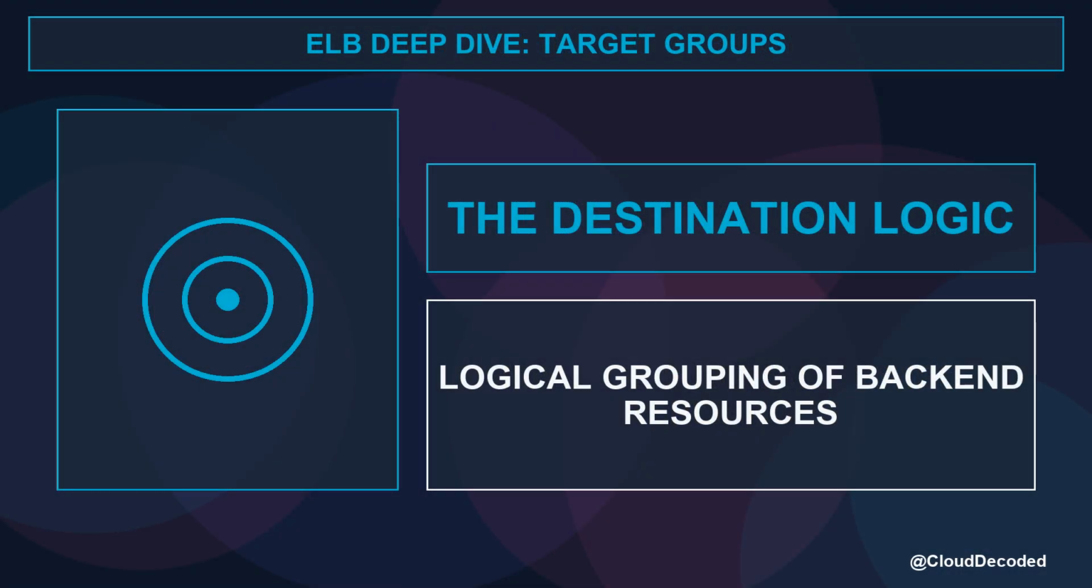Behind every load balancer lies a target group. This is a logical grouping of your backend resources. A single load balancer can route to multiple target groups. For example, an ALB can route port 80 traffic to a target group of EC2 instances and port 8080 to a target group of Fargate containers.